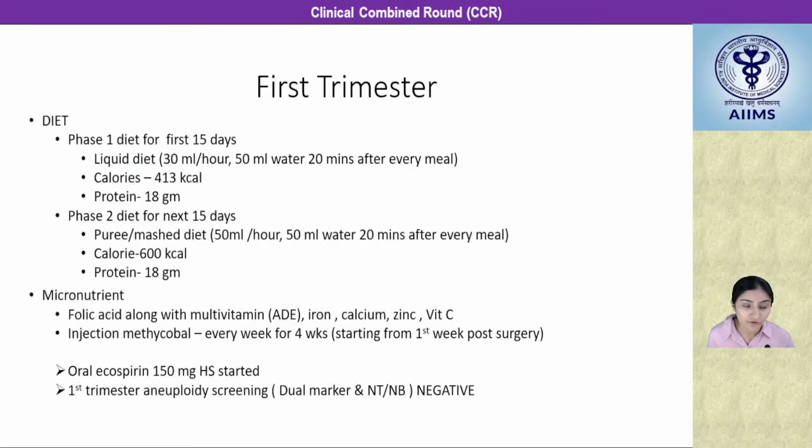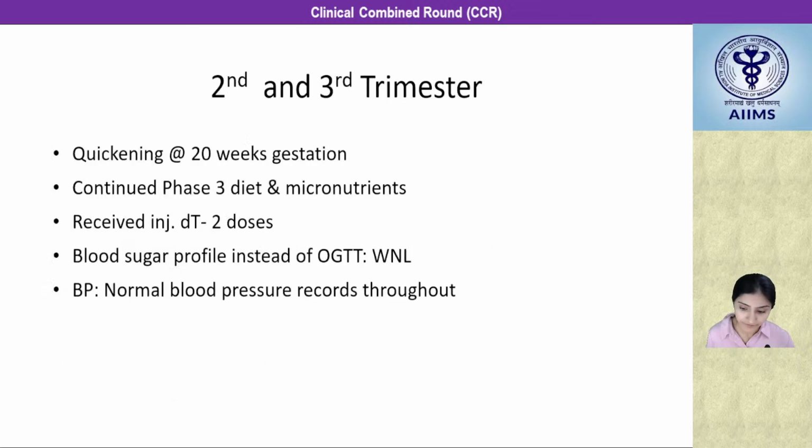In the first trimester, for the starting 30 days, the patient's diet was divided into phase 1 and phase 2. Phase 1 consisted of 15 days, which had a liquid diet and calorie of 400 and protein 18 grams. Phase 2 was for 15 days for puree and mash diet, calorie 600 and protein 18 grams. Folic acid along with fat-soluble vitamins, iron, calcium, zinc, vitamin C were given. Vitamin B12 injections were given weekly for the starting first month. The patient was started on oral ecosprin. First trimester screening was negative.